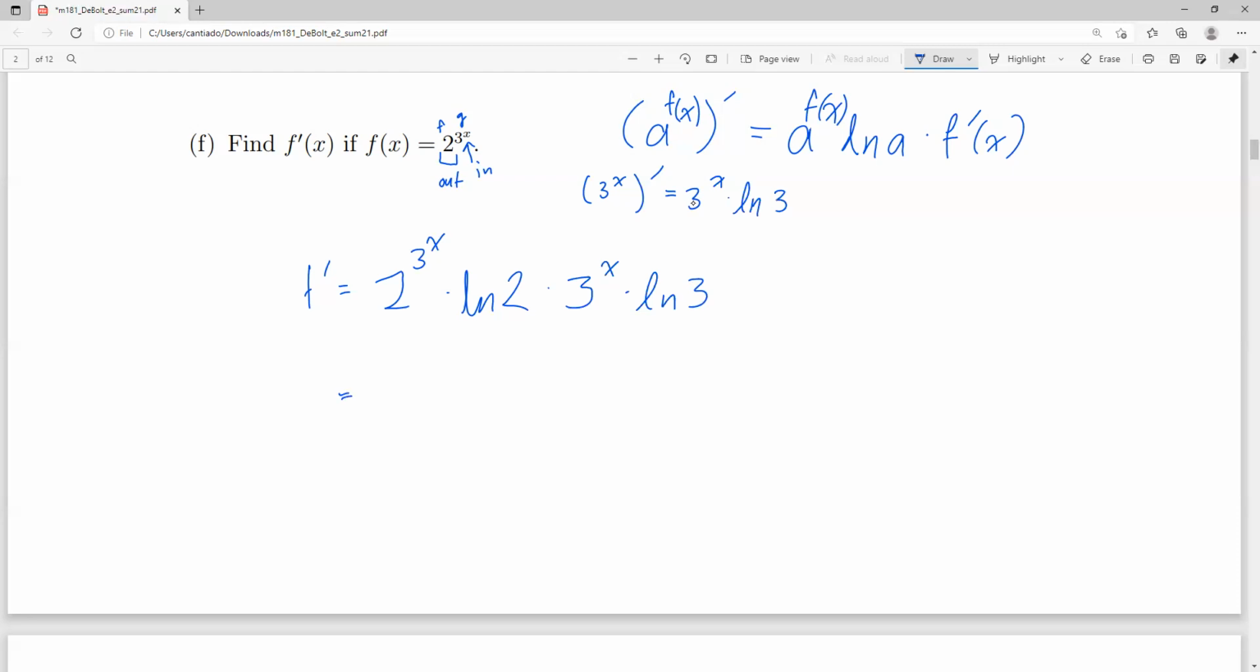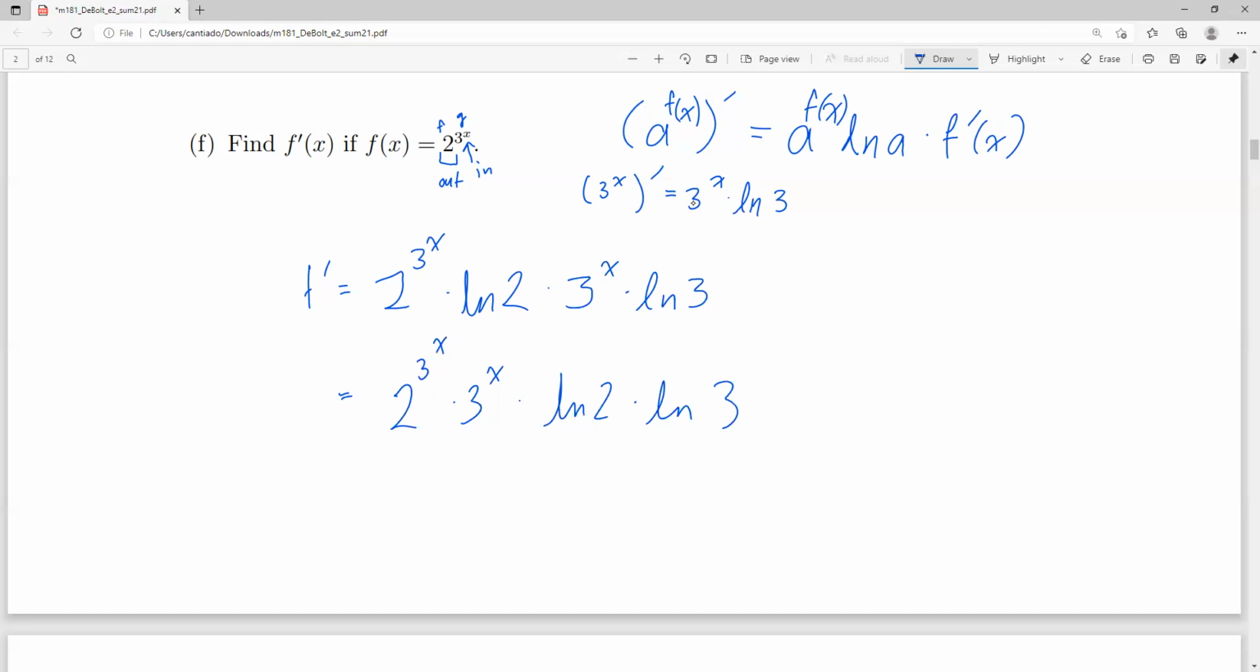We can simplify it just a little bit. We can write it as 2 to the power of 3 to the power of x times 3 to the power of x times, can you multiply that together? No, I think we just keep it as ln of 2 times ln of 3. Yeah, never mind, you could just keep it as that. I don't think you can simplify this further. At least I'm not remembering a way off the top of my head.